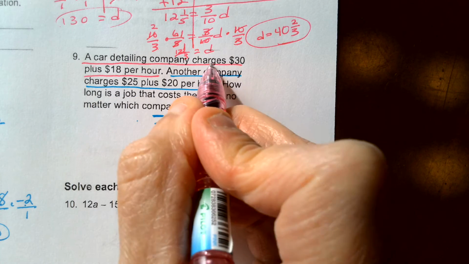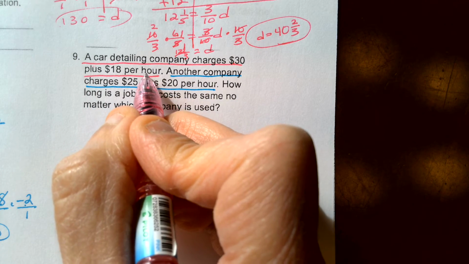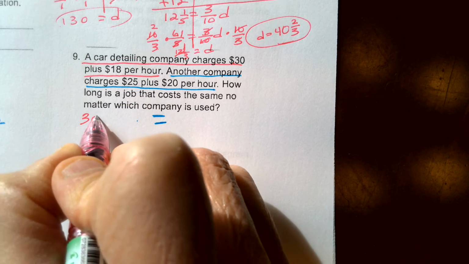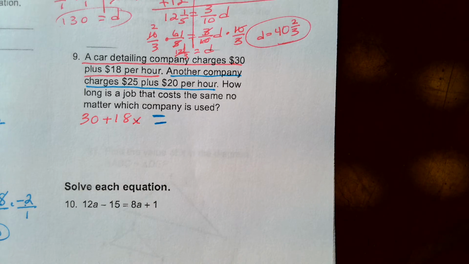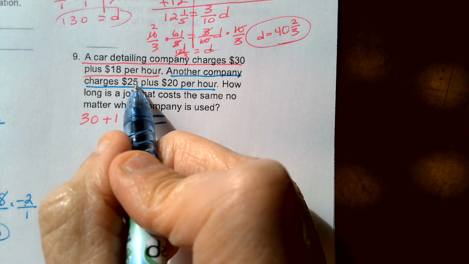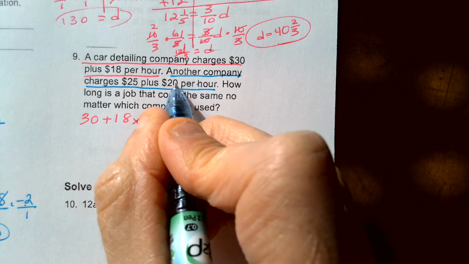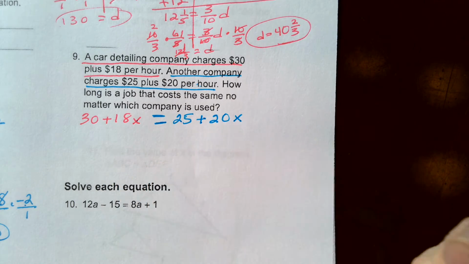A car detailing company charges 30 plus 18 per hour. So the part of that that changes is the 18, depending on how many hours. So we have 30 plus 18 times hours, or whatever variable you want to use. And then the other company charges 25, and the part that changes there is the 20 per hour, depending on how many hours, plus 20 per hour.